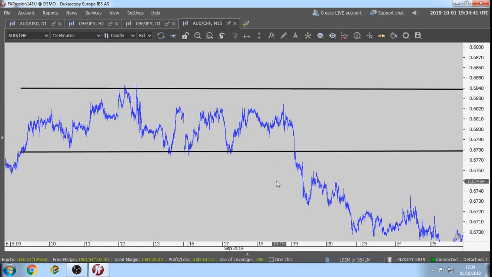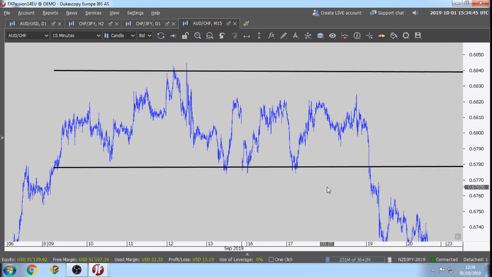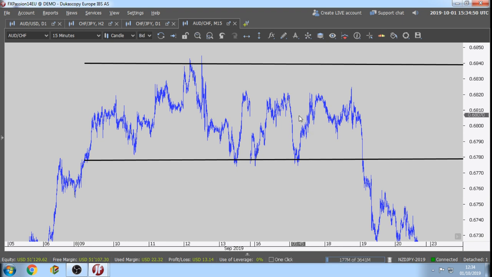Let's wait for the JForex. There you go. Okay. I was long and shorting here. Long and short, long and short.